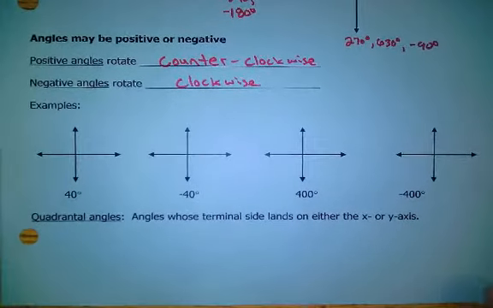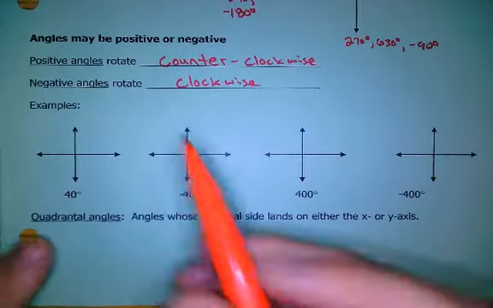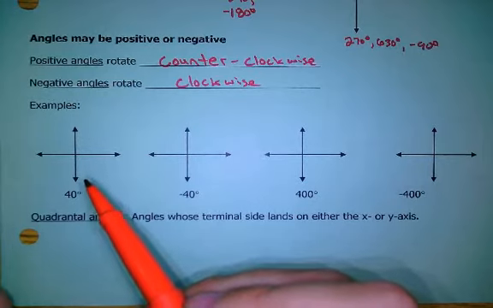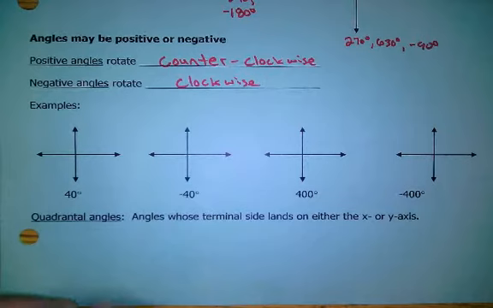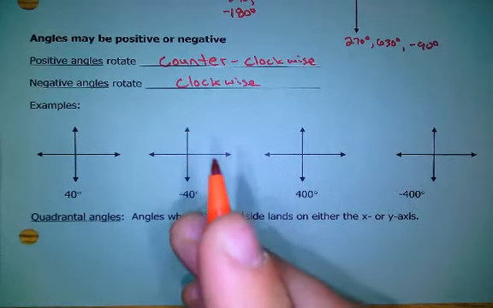Okay, so let's draw a 45-degree angle. Everything's in standard position. We're just going to draw a terminal angle. So 40 degrees. Where would that be located? Like this far away from straight up.